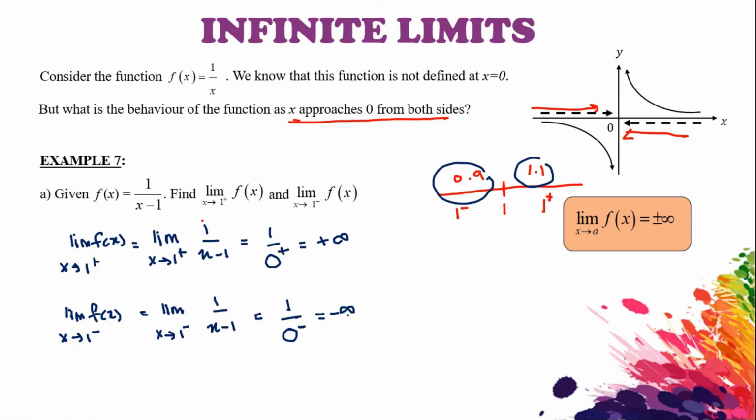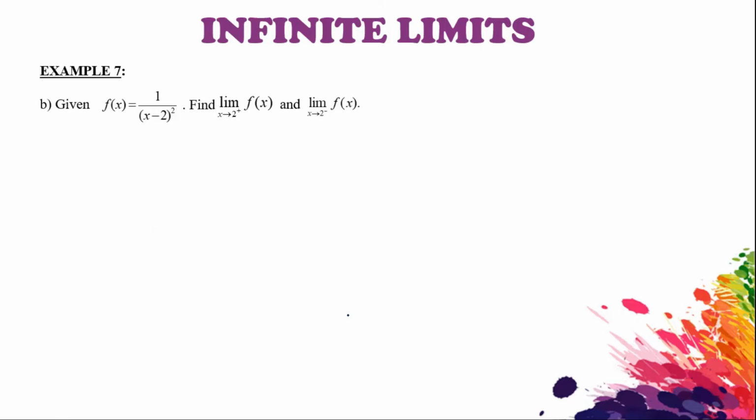For the next example, we are given f(x) equals 1 over (x minus 2) squared. Find limit f(x) when x approaches 2 from the right and limit f(x) when x approaches 2 from the left. So now we can do a number line first to make it easier. We have x equals 2. We want to know 2 from the right and 2 from the left. The nearest value for 2 from the right, we can just assume the value 2.1. And the nearest value for 2 from the left, we can assume the value 1.9. You can actually take any number.